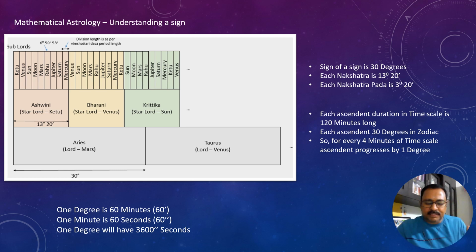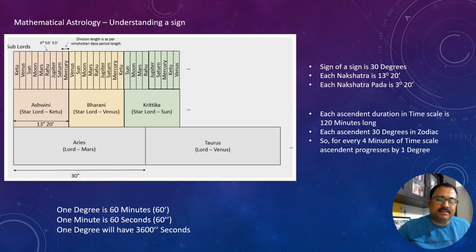Now, the degree concept in mathematical astrology is subdivided into something known as minutes and something known as seconds. That's about degrees calculation, right? Each degree is defined as 60 minutes, and each minute is divided into 60 seconds. That means that each degree will have 3600 seconds, right? That's a basic calculation that we really need to understand. Now, if you look at the left side, you see a very interesting diagram.